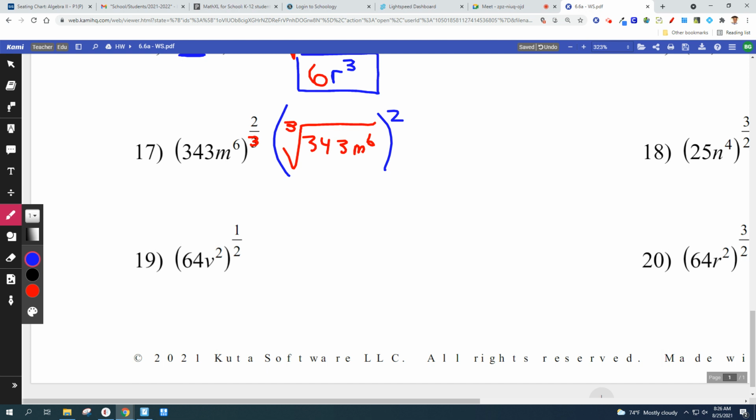Now, look at the red part. The red part is what we've been doing the last couple of days. The third root of 343, I don't know about you, but I don't know that one. So that's where we might want to break it down. 343 is what? What's 7? Well, I don't want the square root. You mean the cube root?